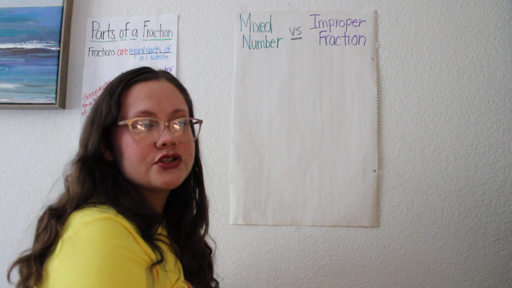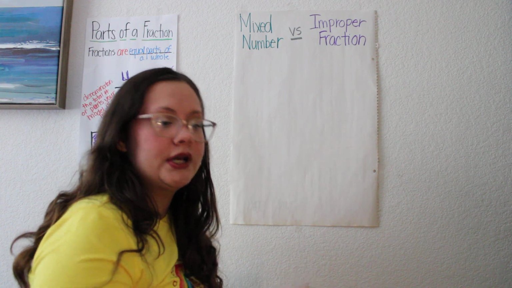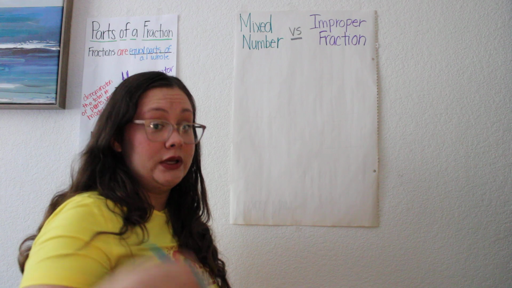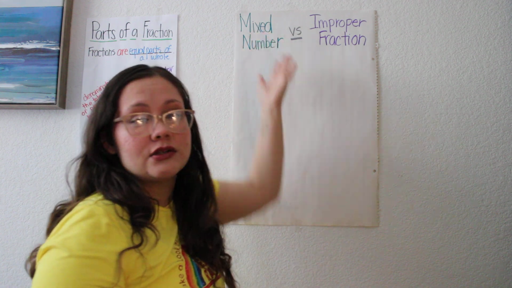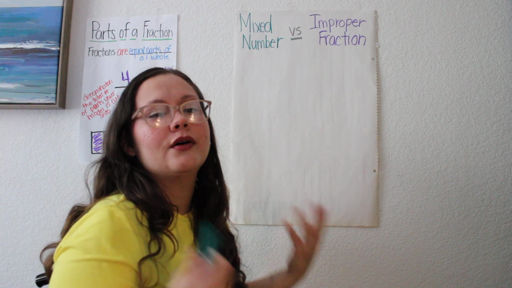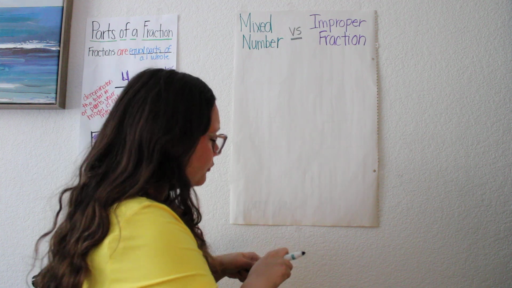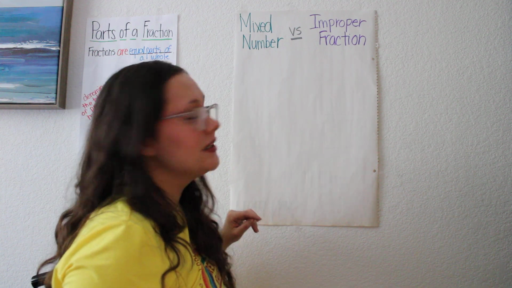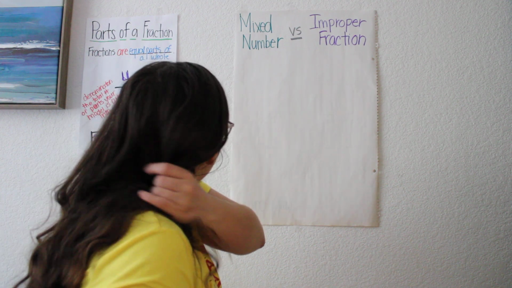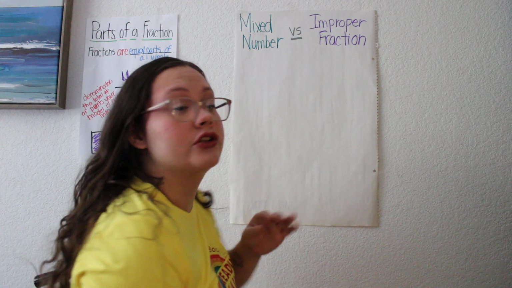So mixed numbers, the reason why they're called mixed numbers is because they are a mix between a whole number and a fraction. It's a combo. It's mixed, okay? A whole number and a fraction. So I'm going to start with the mixed number 1 and, I'll do 1 and 2/3.